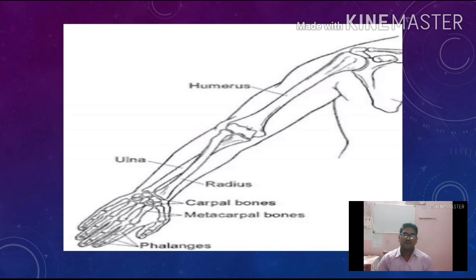Here you can see in the picture the humerus, the radius and ulna, the carpal bones, the metacarpal bones, the phalanges. It is clearly shown in this picture. So first the humerus, then the radius and ulna, these two bones are jointed, then come the carpal bones, then the metacarpal bones, then the phalanges which are present in the fingers.